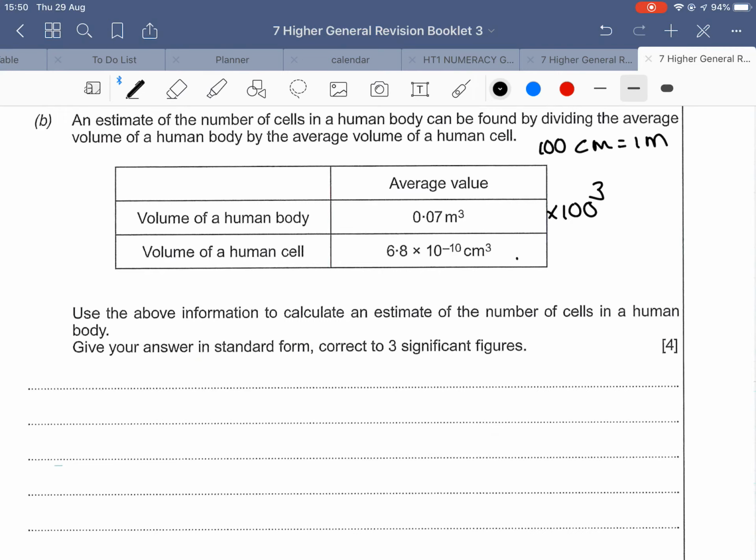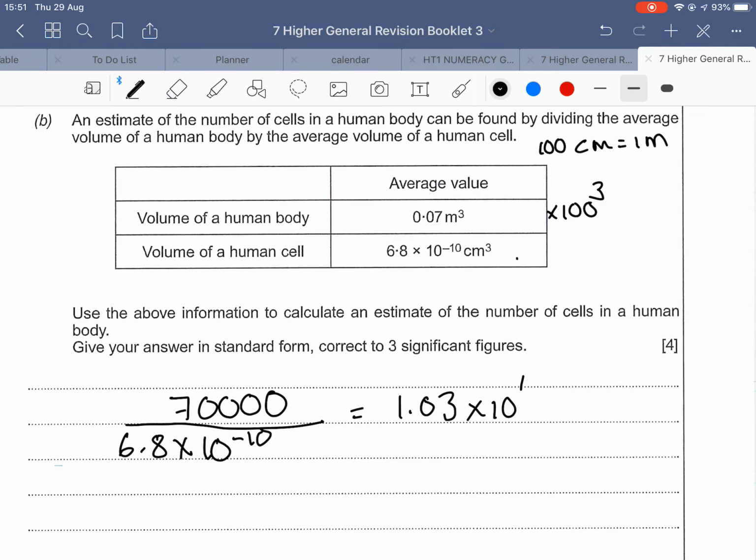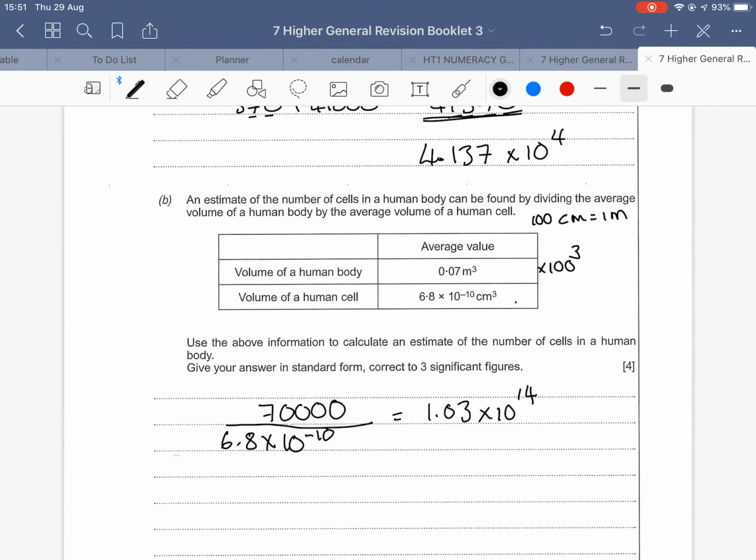So 0.07 times 100 cubed is 7, how many zeros? 1, 2, 3, 4. So 70,000. I'm just going to keep that as that, and divide that by 6.8 times 10 to the minus 10. So we've got both in centimeters now. Okay, calculator gives me in standard form 1.03 times 10 to the power of 14, and that's 3 significant figures. Lovely.